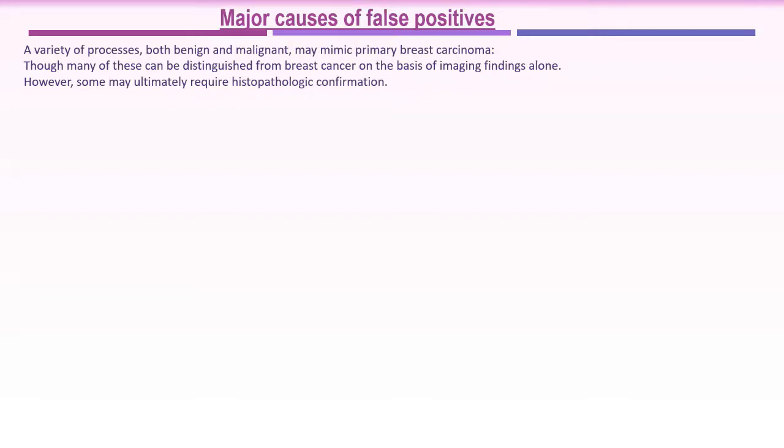So what are the major causes of false positive? There are many benign and malignant diseases of the breast that can mimic breast cancer. However, many of these can be sorted out based on imaging. Some could not be diagnosed until histopathological biopsy and histopathology diagnosis being performed. And we said these include... what? What are the major causes of false positive?